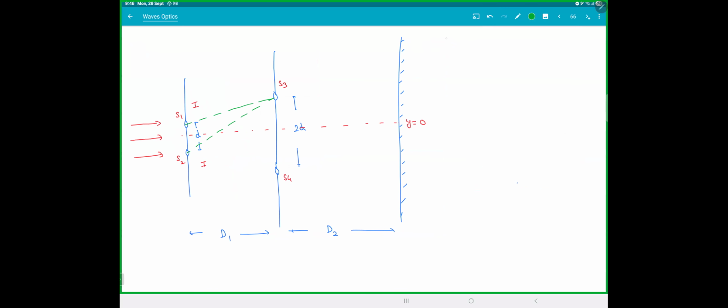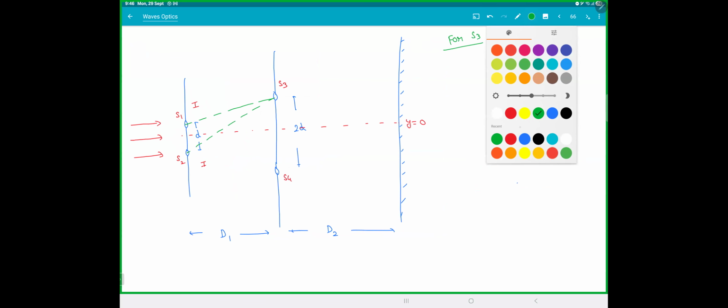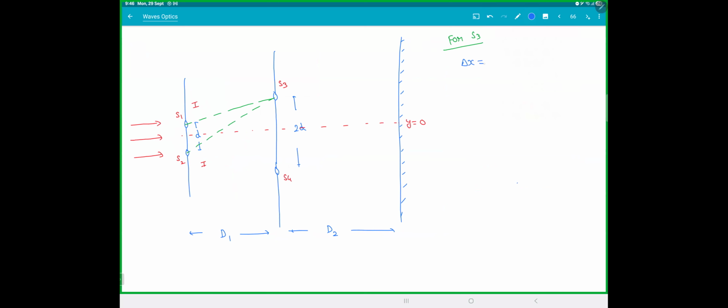So for the first one, for S3, what is the path difference? Path difference is d times d by D1. That's your path difference. So what is the phase angle? 2 pi by lambda d square by D1. Then what is the intensity I3? Since S1, S2 have the same intensity, it is 4I cos square phi by 2. Similarly, this will be the same thing for I4 also.